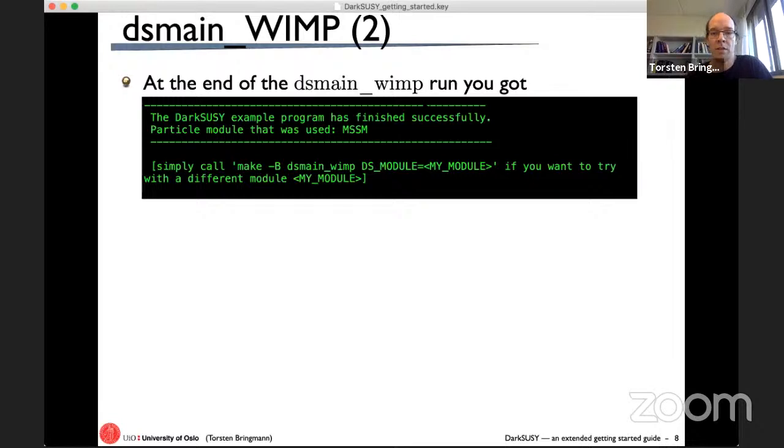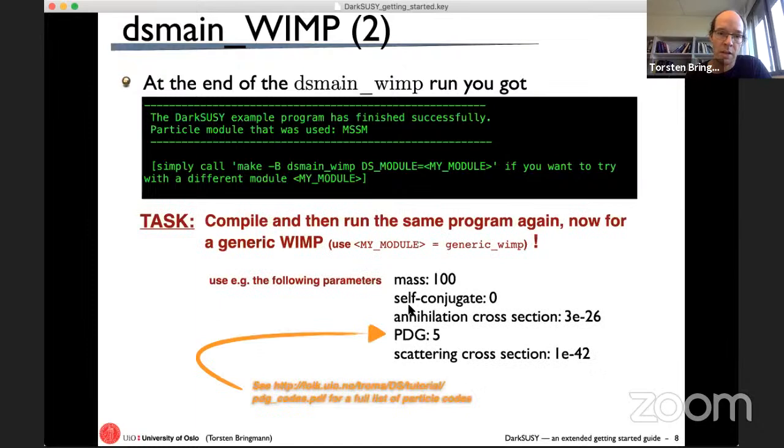Okay, so once you have run this program, you should get a message like this, including the fact that you can run the same program just with a different module. In this case, the default is to use it with the MSSM. You can also use it with any other model, and then you can just check out what happens if you run it with a different model.